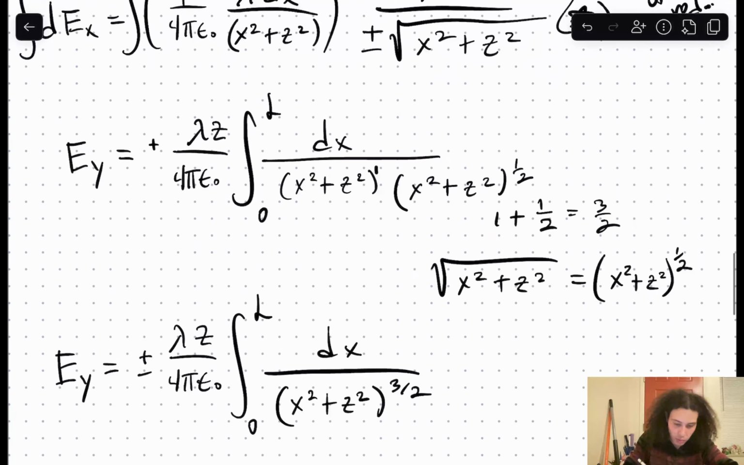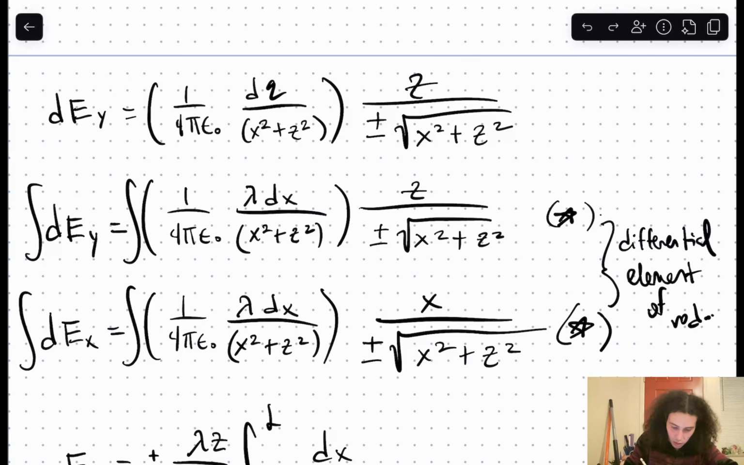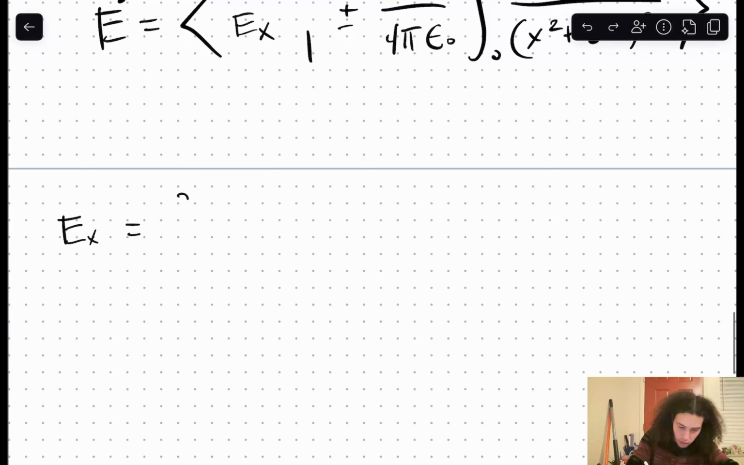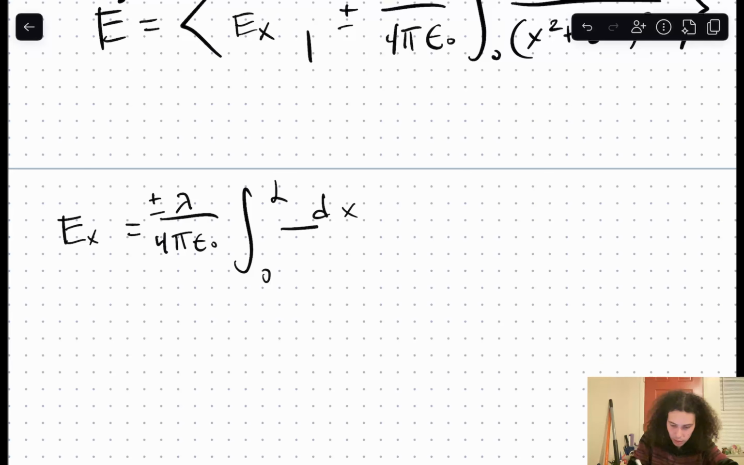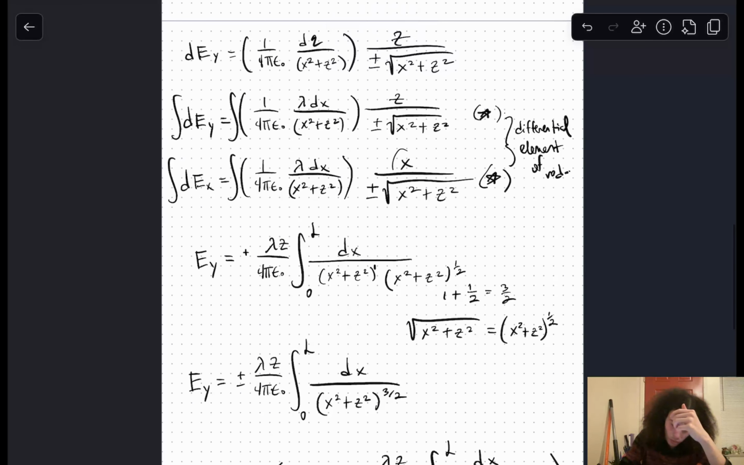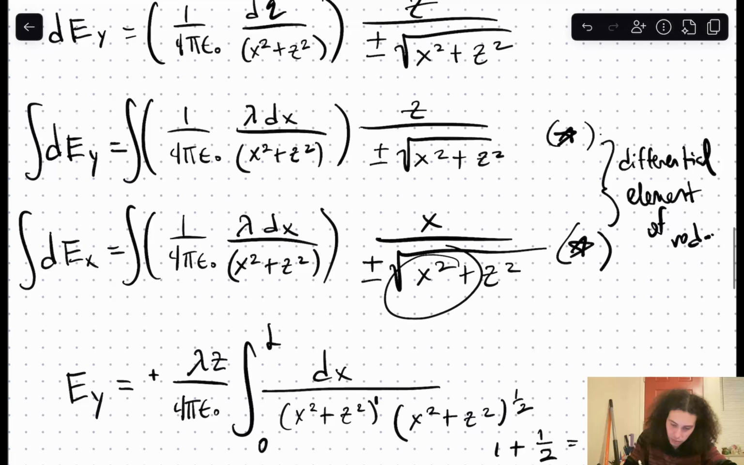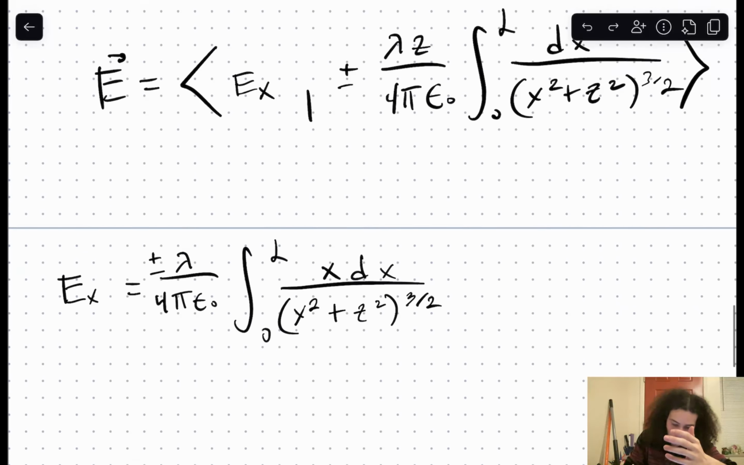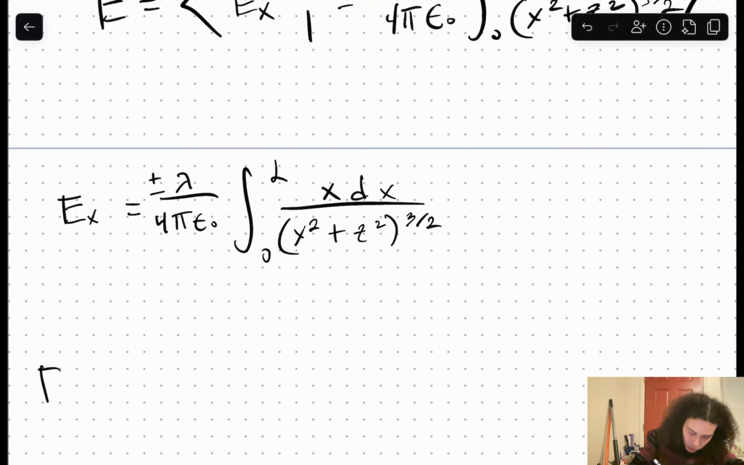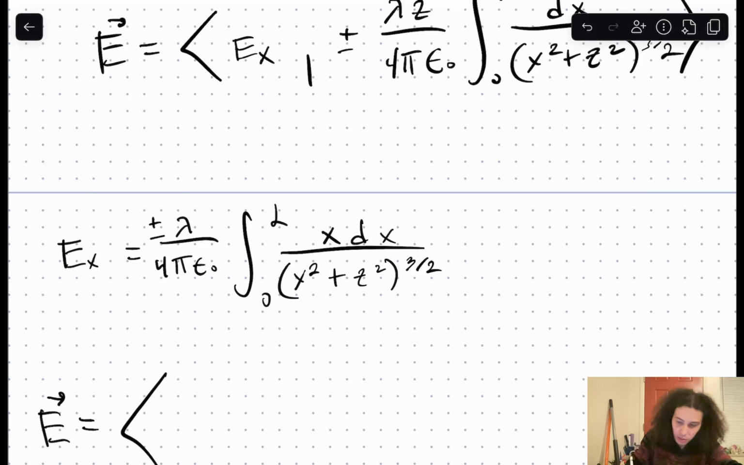Where E_x is, again, we bring the constants out. In this case, we get something like this: lambda over 4 pi epsilon naught, integral from 0 to L, plus or minus x dx over (x squared plus z squared) to the 3/2, because we have this same kind of situation here. The exponents of both are essentially adding up. There we go. So now our electric field equation looks something like this.